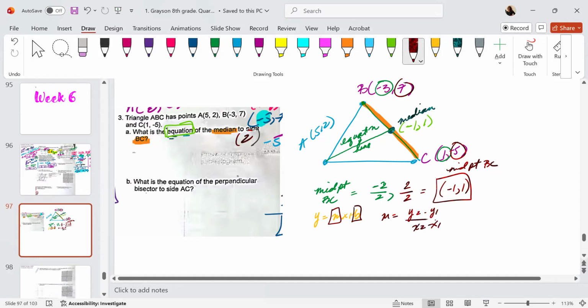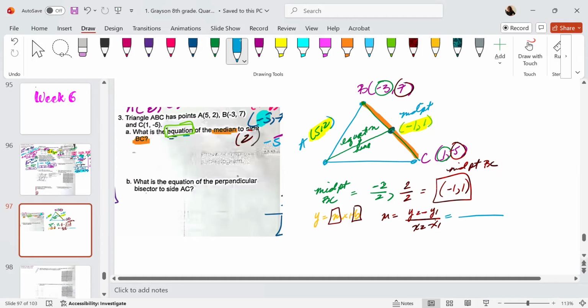y2 minus y1 over x2 minus x1. Good. The two points you're going to be using are this point right here and this point right there. That's why you need to find the midpoint. Do you see that? This is not the median, this is the midpoint. Okay? So then let's plug it in.